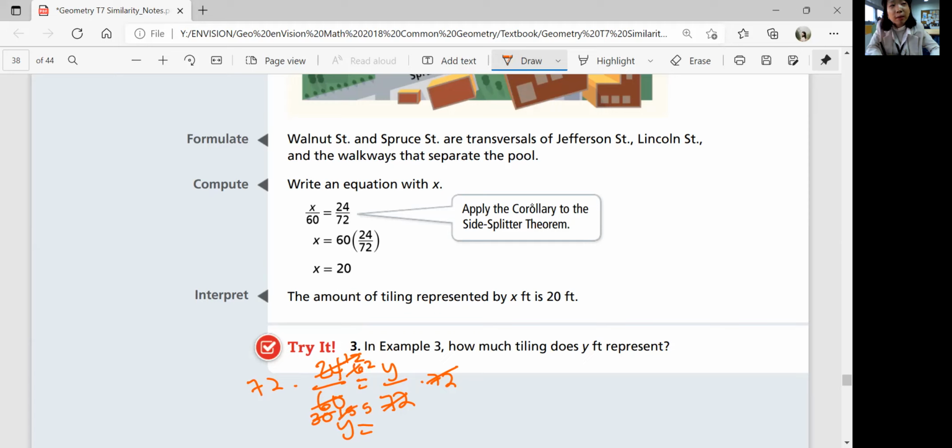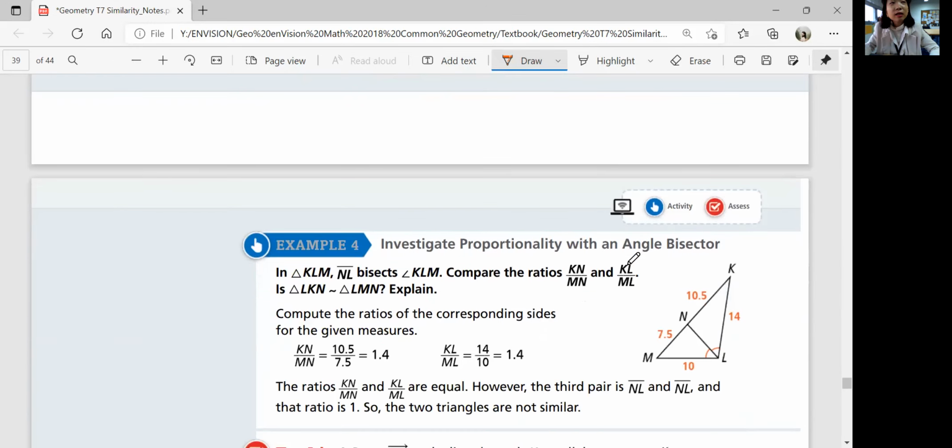Okay, I'm dividing by 2s and 3s. And then 72 times 2 is 144 divided by 5, which in decimal is 28.8. So Y represents 28.8, and that is your solution. All right, we have 2 more examples. Let's look at the next page.